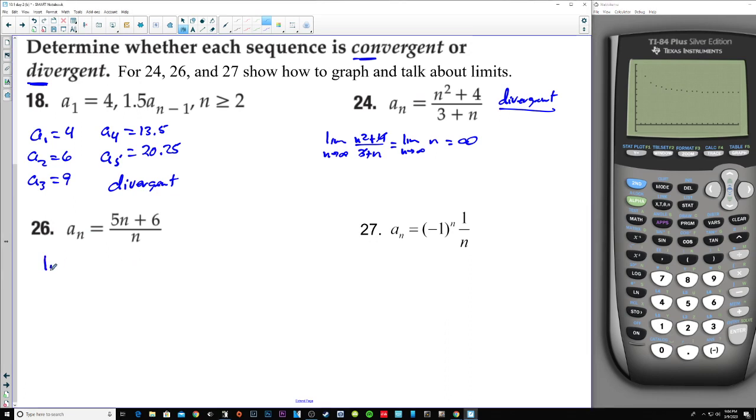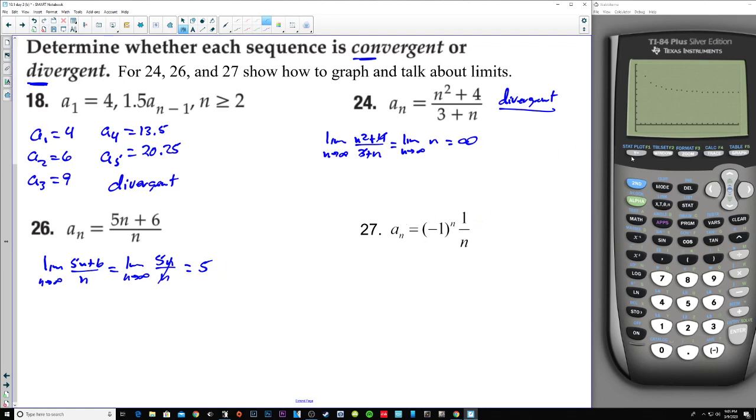Well, let's take the limit as n approaches infinity of (5n plus 6) over n. The 6 becomes extremely insignificant when the n values are very big. So this is the same as the limit as n approaches infinity, because we're approaching infinity, of 5n over n. Those cancel out, and we see that it's leveling off to 5.